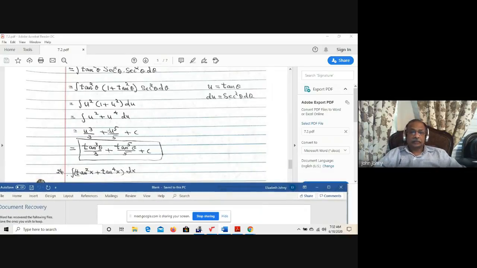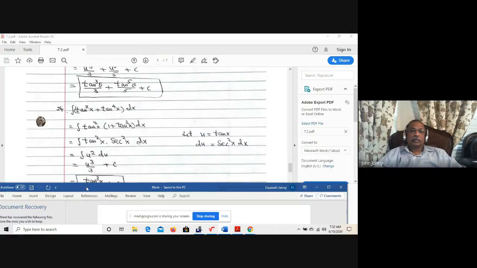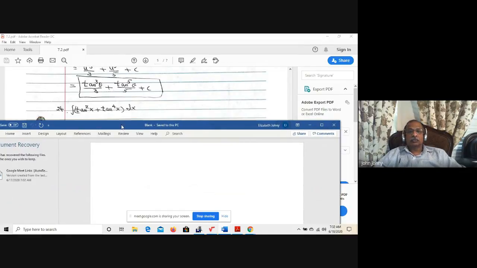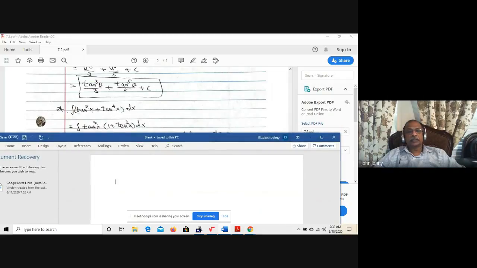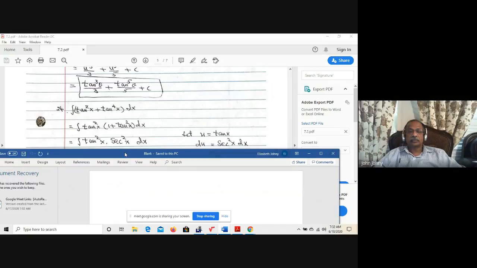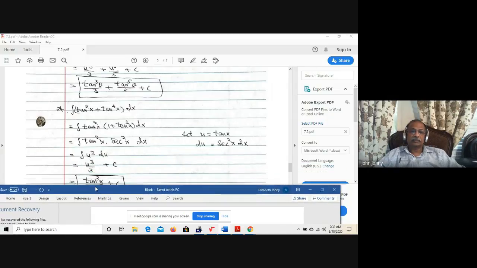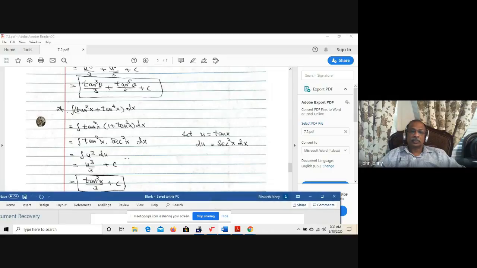That's it. Next is number 24. Integral of tan squared x plus tan to the 4 x dx. First you pull out a tan squared x. So it becomes tan squared x times (1 plus tan squared x) dx. 1 plus tan squared x is secant squared x. So this is tan squared x times secant squared x dx. Let u equal tan x. So du is secant squared x dx. So it becomes u squared du, which is u cubed over 3 plus c, that is tan cubed x over 3 plus c.